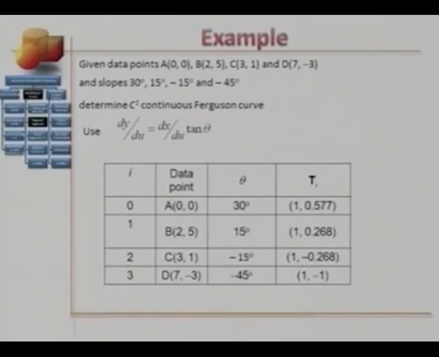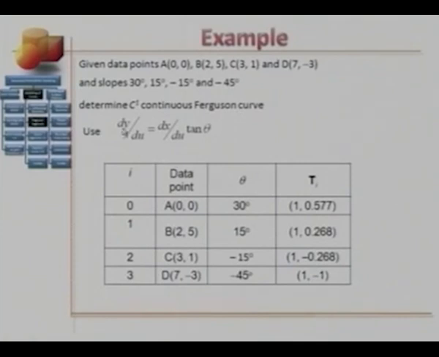Let's consider an example of a C1 composite Ferguson curve. We are given 4 data points: A with coordinates 0, 0, B with 2, 5, C with 3, 1, and D with 7 and minus 3. And the designer also specifies the respective 4 slopes at these design points: 30, 15, minus 15, and minus 45 degrees. We need to determine the C1 continuous Ferguson curve.